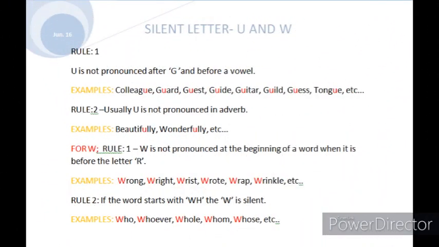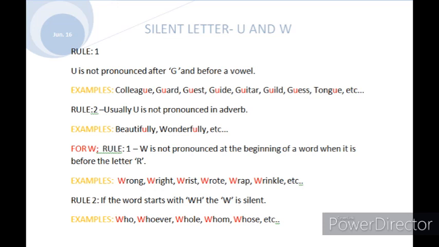Next we'll move to silent letter U. U has two rules. U is not pronounced after G and before a vowel. For example, colleague, God, guest, guide, guitar, guild, guess. Then tongue. Here T-O-N-G-U-E, the U sounds by spelling, but we are reading it as tongue. Second rule, usually U is not pronounced in adverbs. For example, beautifully, wonderfully. We have to say beautifully.